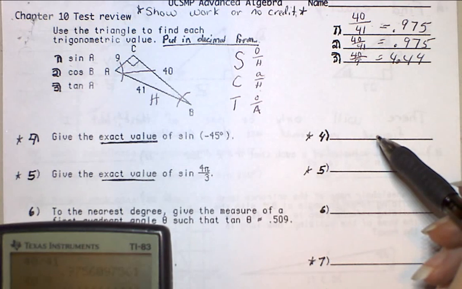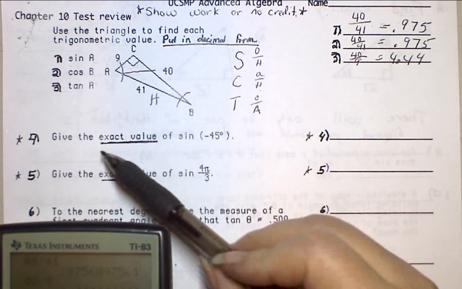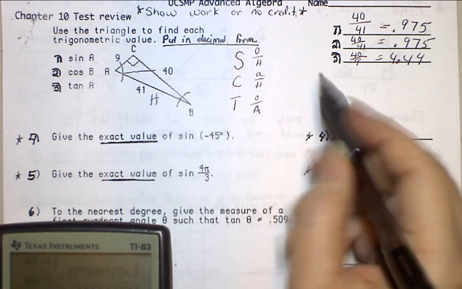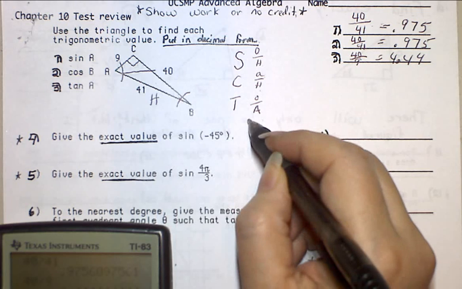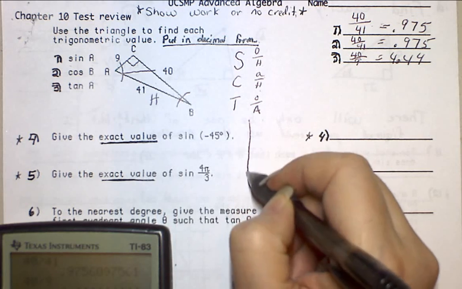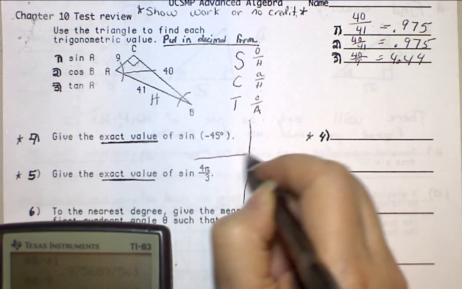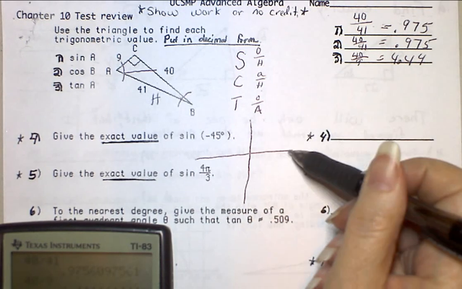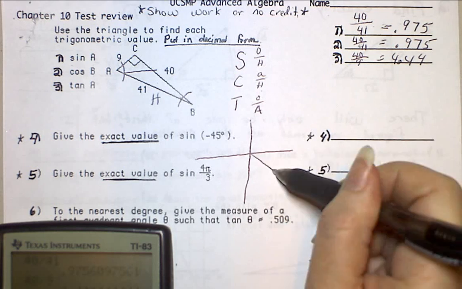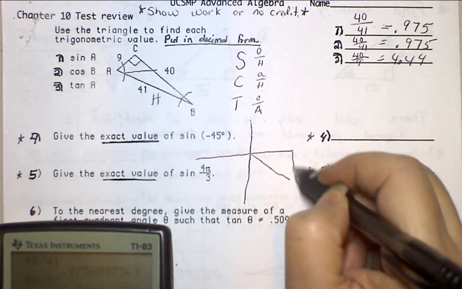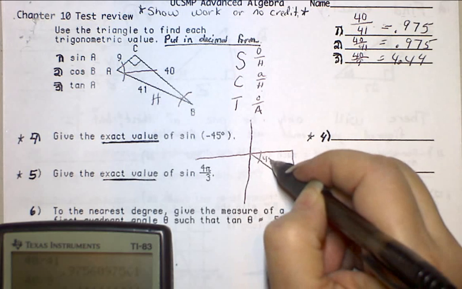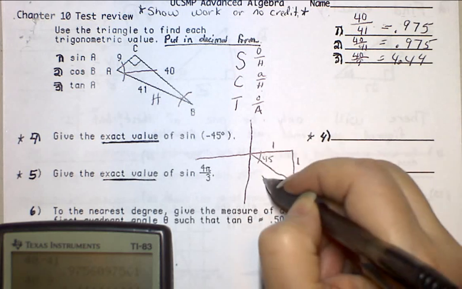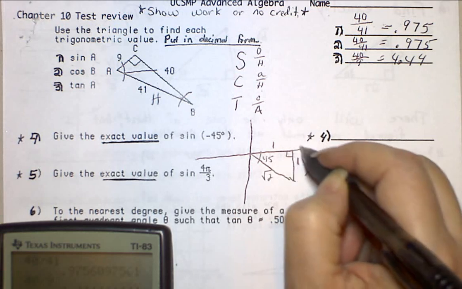All right, number 4. It says to find the exact value of sine of -45 degrees. So the first thing you have to do is your x and y. Now it says -45, right? So we're here, and -45 would be down here. So if this is 45 degrees, that means this is my 1, 1, and this is square root of 2, because that's my right triangle. That's where it creates it.